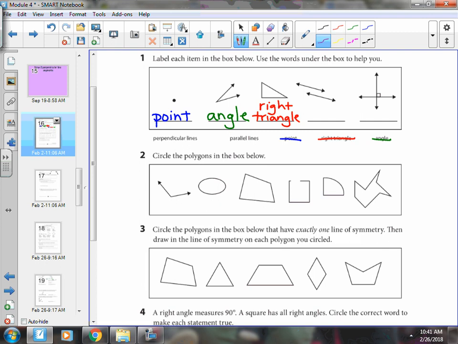The fourth one is a set of parallel lines. They never ever touch. They're going in the same direction. And they're lines because they have arrows, which means they go on and on forever in both directions.